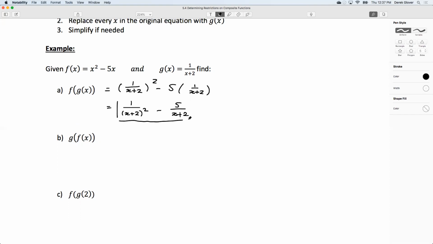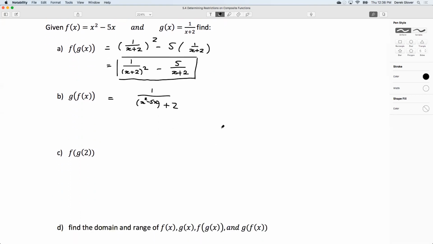Let's move on. G of f of x. So g of x is 1 over x plus 2, so I'm going to write 1 over bracket plus 2. And then in those brackets, I'm going to write f of x, x squared minus 5x. And then I'm going to try to simplify this. In this case, the only simplification that we can do is remove our brackets. So this will become 1 over x squared minus 5x plus 2.